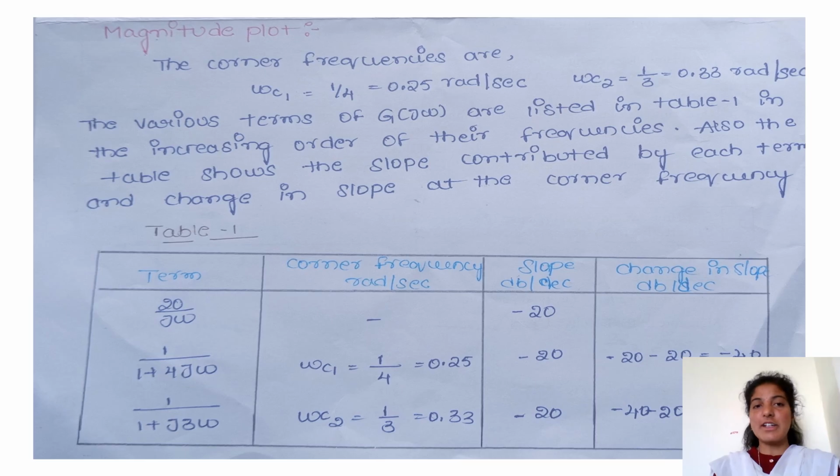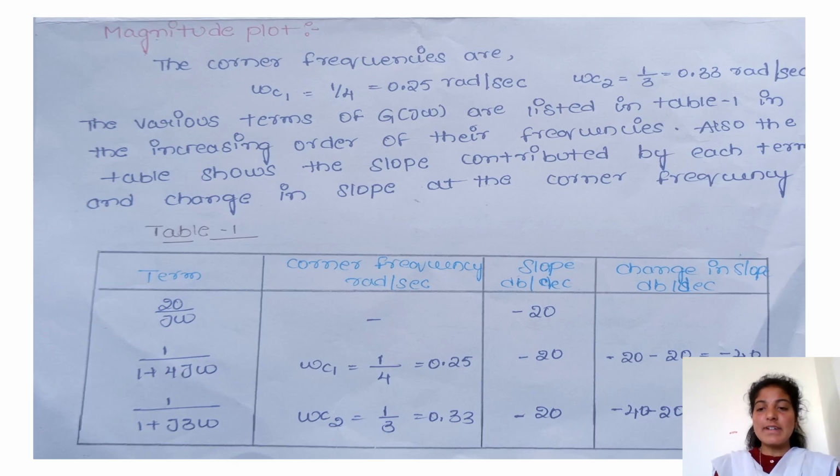When we find the magnitude plot, the corner frequencies are omega c1 equal to 1 by 4, that is in decimal form 0.25 radians per second, and omega c2, the second corner frequency, is 1 by 3, in decimal form 0.33 radians per second. The various terms of G(j omega) are listed in table 1 in increasing order of their frequency. Also, the table shows the slope contributed by each term and the change in slope at the corner frequency.